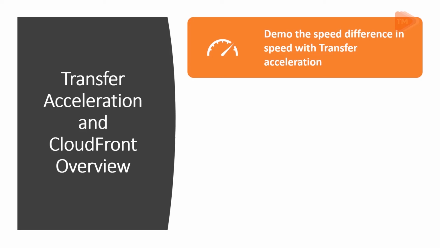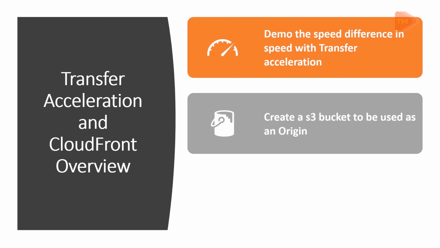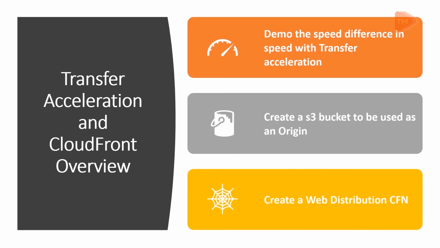When you search for it, you'll get it. We'll see what the differences are when you're using transfer acceleration. The second part of it is we're going to create an S3 bucket to be used as an origin for a CloudFront distribution. And lastly, we're going to create a CloudFront distribution, which is a web distribution in this case. We will see what other options we have in CloudFront distribution as well. So let's jump into the console and start working.